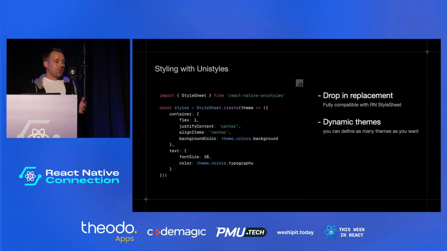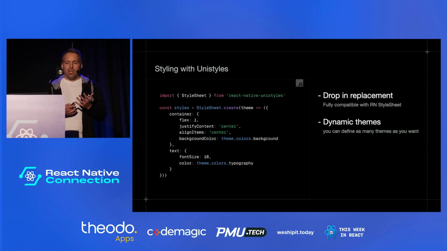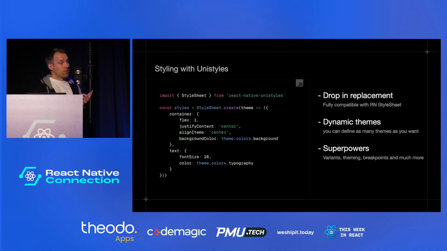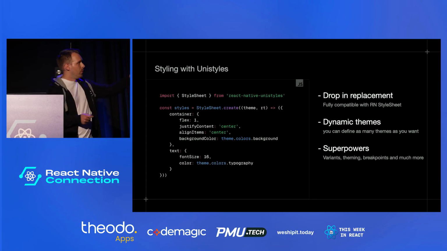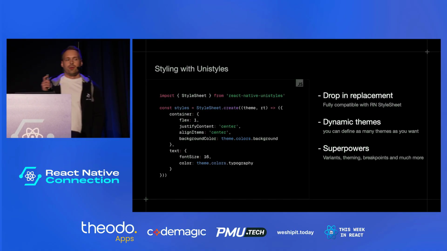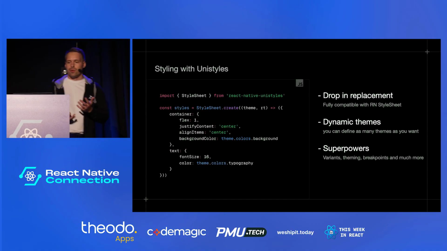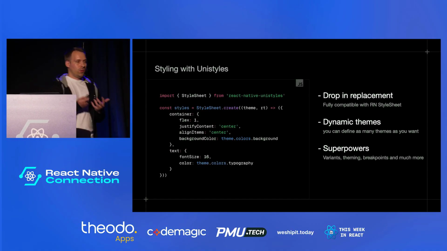Also, you have dynamic themes. There is no limit on the number of themes. Also, there is no limit on the structure of your theme. You can put there whatever you want. And it has some superpowers. You can use variants, compound variants, theming, dynamic values, and so on. Also, if you accept the second argument, this is your native runtime. So you can access multiple metadata like screen dimensions, some accessibility values, color scheme, orientation, and font. So everything you need to use for your styles.